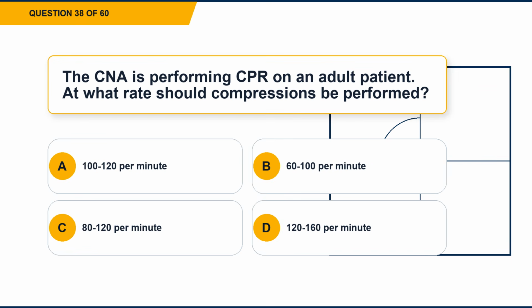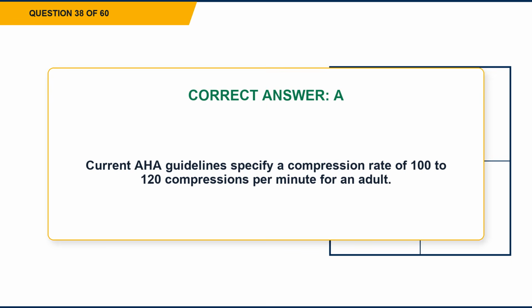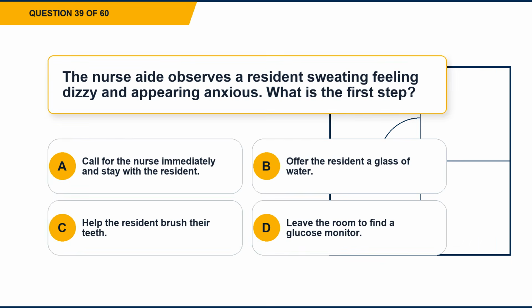Question 38. The CNA is performing CPR on an adult patient. At what rate should compressions be performed? Option A. 100-120 per minute. Option B. 60-100 per minute. Option C. 80-120 per minute. Option D. 120-160 per minute. The correct answer is option A. 100-120 per minute. Explanation. Current AHA guidelines specify a compression rate of 100 to 120 compressions per minute for an adult.